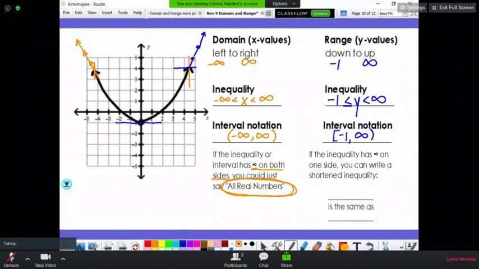And I need you to make this note. If the inequality has infinity on one side, you can write a shortened inequality. So, -1 to infinity is the same as y is greater than or equal to -1. Anything bigger than -1 on up to infinity.